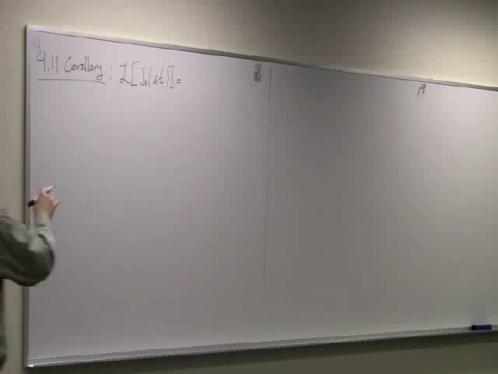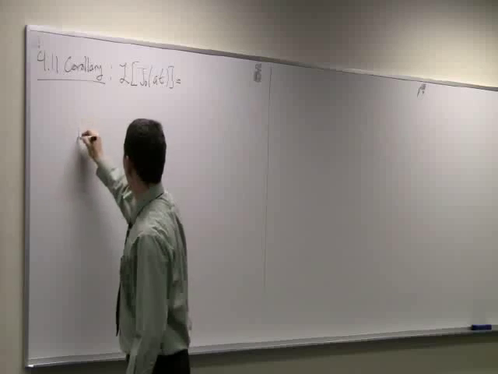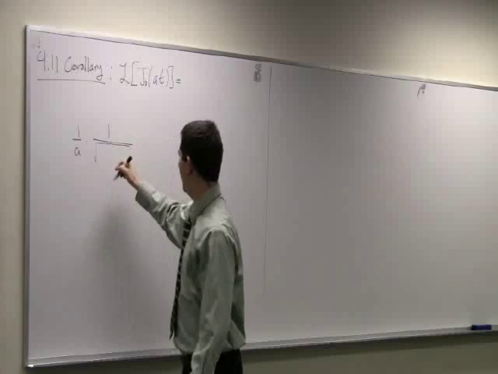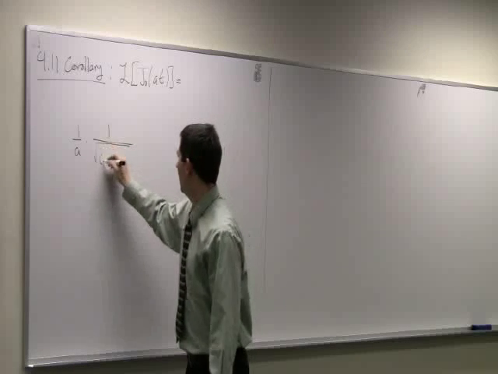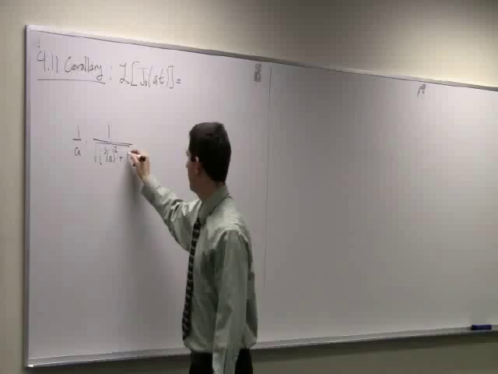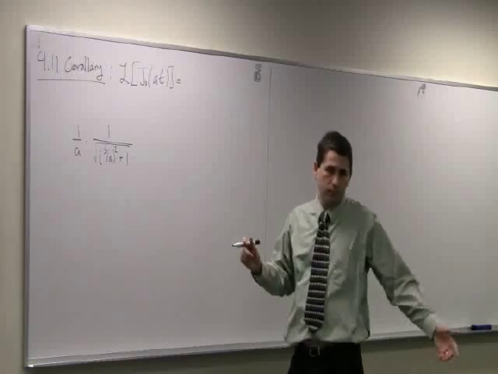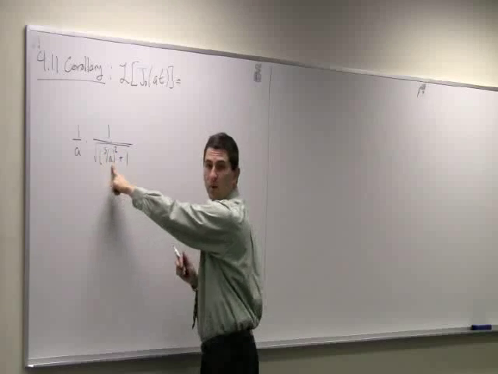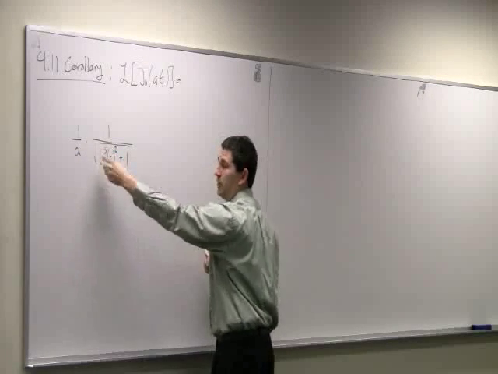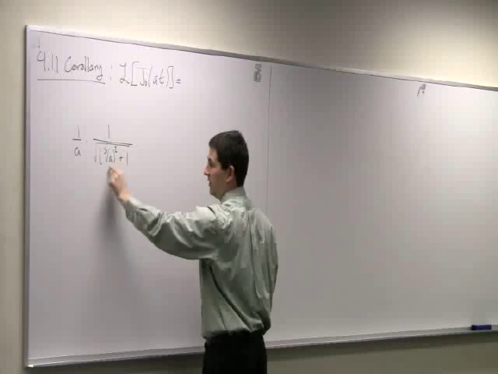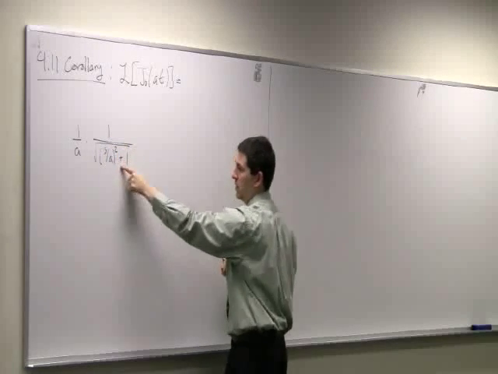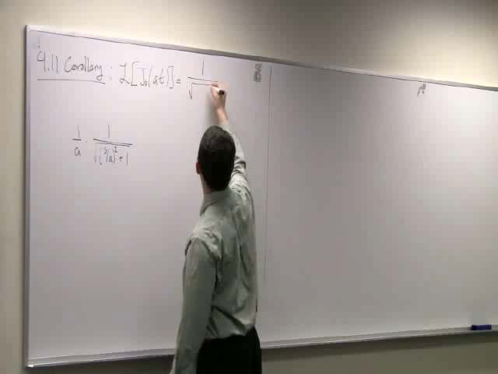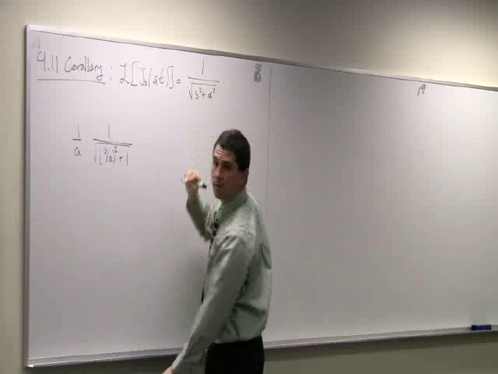So let's just do a little scratch work beneath it. It's going to be 1 over a times 1 over the square root of, well, s has to become s over a, so s over a squared plus 1. So what happens? This becomes s squared over a squared. When you put the a under the radical, it becomes an a squared, and it'll kill this a squared. So you just get s squared plus, well, you got to multiply by a squared, s squared plus a squared. So 1 over the square root of s squared plus a squared.